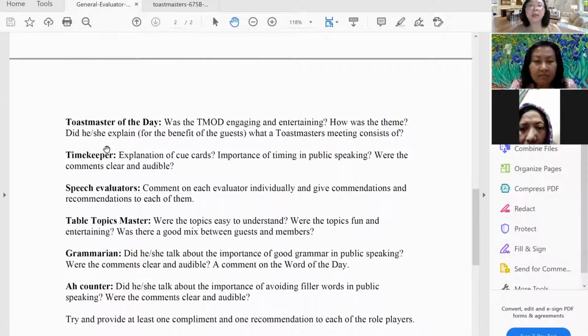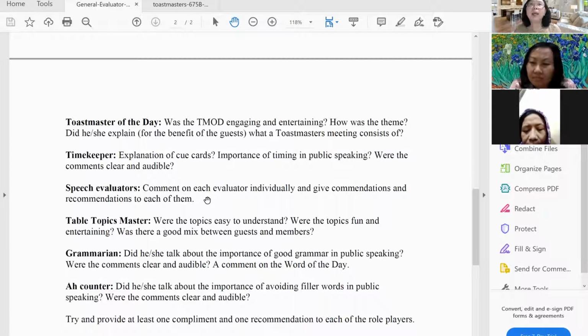How was the theme? Did he or she explain, for the benefit of the guests, what a Toastmaster meeting consists of? Timekeeper, explanation of cue cards, importance of timing in public speaking. Were the comments clear and audible? And then speech evaluator. Comment on each evaluator individually and give commendation and recommendation to each of them.